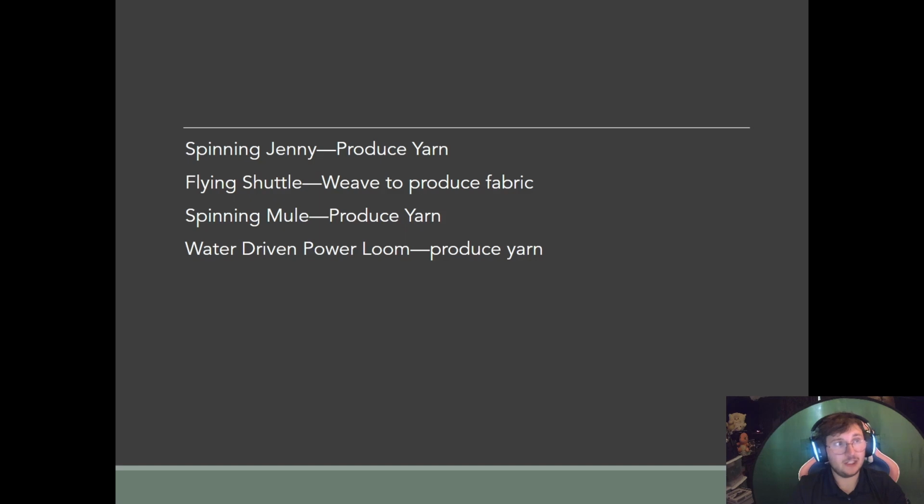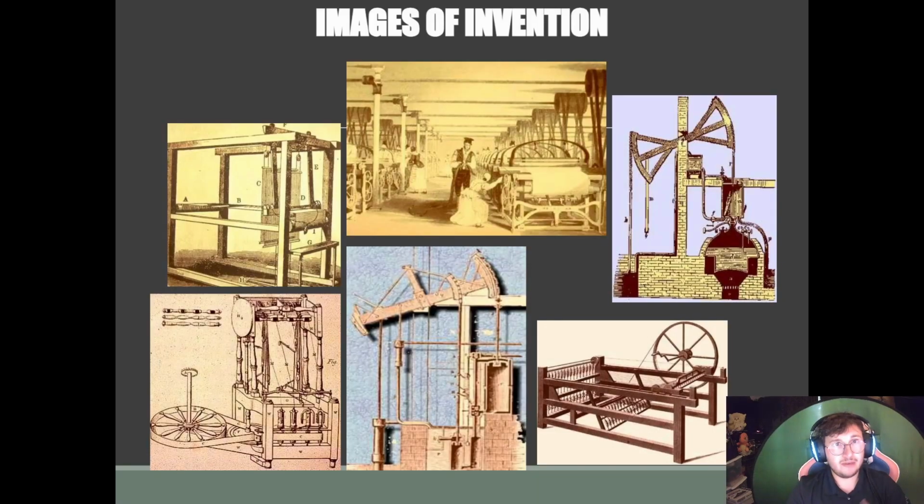So again, the spinning jenny was to produce yarn. The flying shuttle weaves to produce fabric. The spinning mule produces yarn, and the water-driven power loom produces yarn and then converts that to textiles. So here are some pictures that show these different inventions. We'll go over more of these in class.